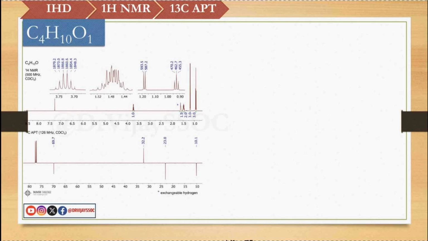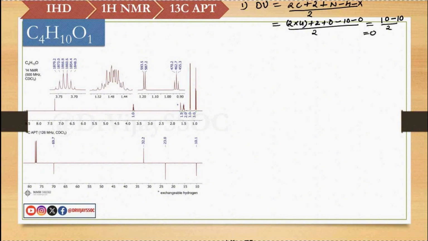So first we will calculate the degree of unsaturation: 2C plus 2 plus nitrogen minus hydrogen minus X, divided by 2. So it will give you 2 multiplied by 4 plus 2 plus 0 nitrogen minus 10 hydrogen minus 0 halogen, divided by 2. So the compound does not have any unsaturation. Now we will look at the NMR.